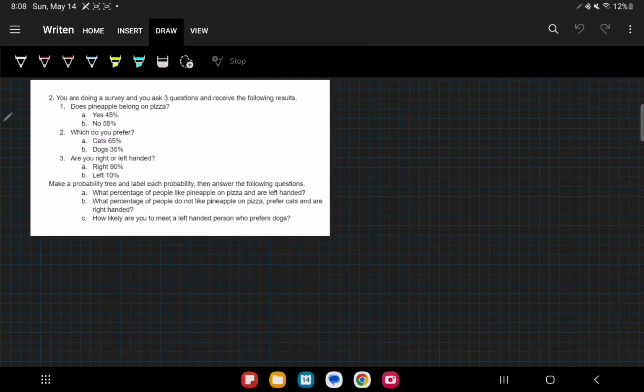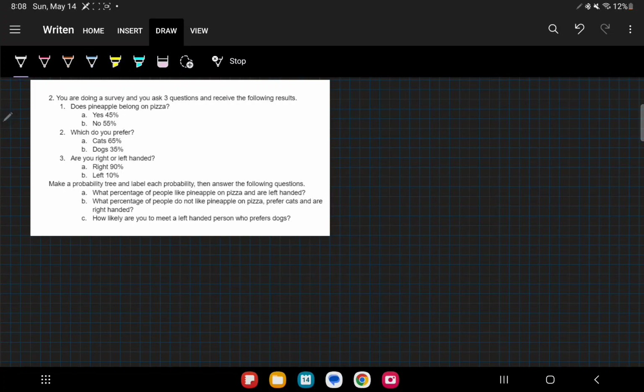Our first thing we need to do is let's just read the question. You're doing a survey, you ask 3 questions, and receive the following results. Does pineapple belong on pizza? Yes gets 45%, no gets 55%. Which do you prefer? Cats at 65% and dogs at 35%. Are you right or left-handed? Right received a percentage of 90% and left got a percentage of 10%.